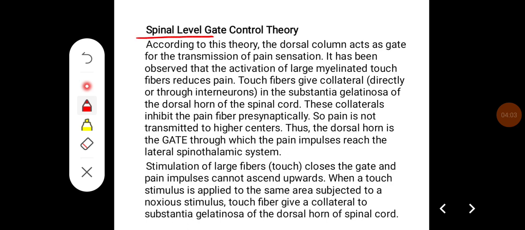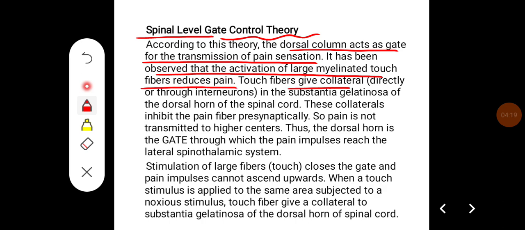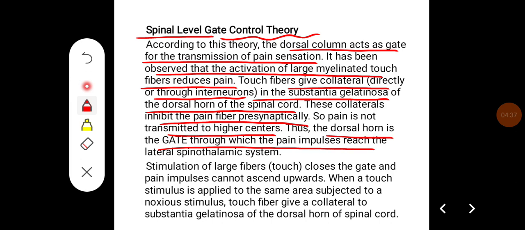At the spinal level, it is called the gate control theory. According to this theory, the dorsal horn acts as a gate for transmission of pain sensation. It has been observed that the activation of large myelinated touch fibers reduces pain. Touch fibers give collaterals, either directly or through interneurons, in the substantia gelatinosa of the dorsal horn of the spinal cord. These collaterals inhibit the pain presynaptically, so pain is not transmitted to the higher centers. Thus, the dorsal horn is a gate through which the pain impulses reach the lateral spinothalamic system. Stimulation of large fibers closes the gate and pain impulses cannot ascend upwards.